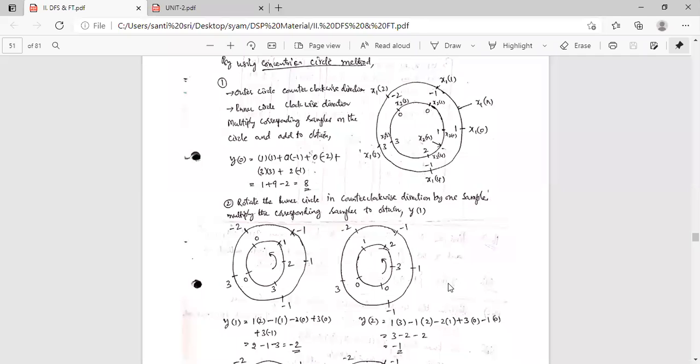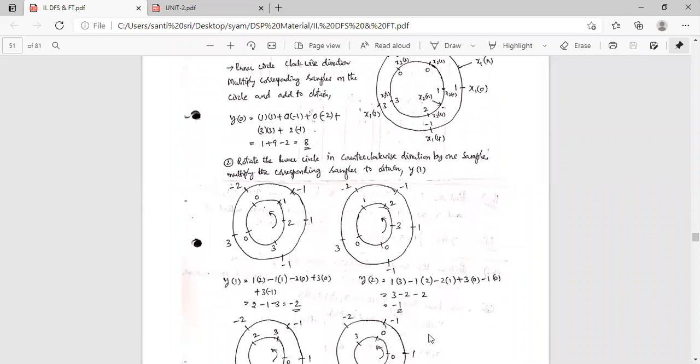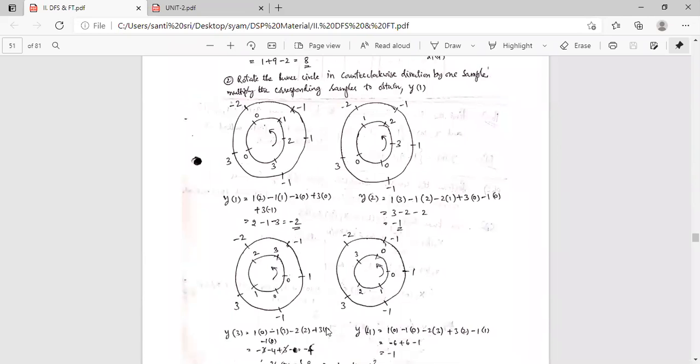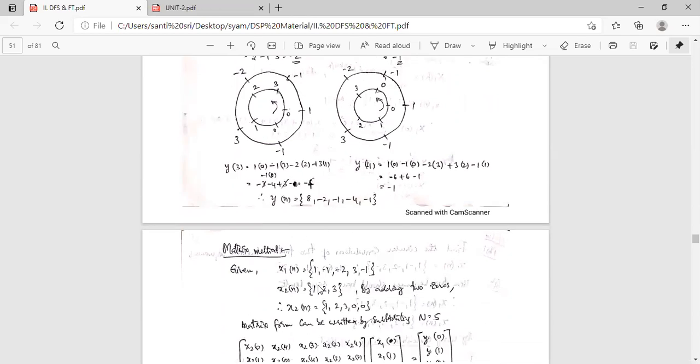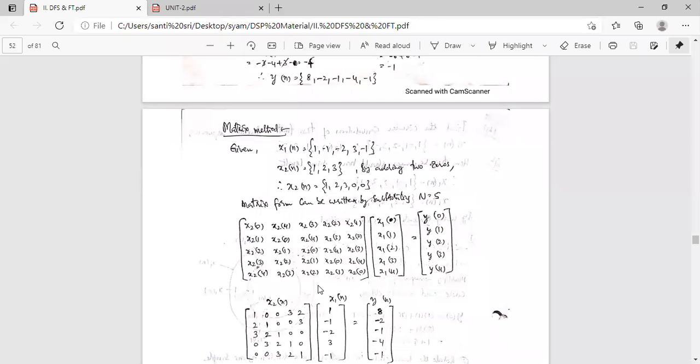In the same manner, how to get y of 2? Rotate the inner circle in counterclockwise direction by one more sample, so that we get y of 2, and then y of 3, and then y of 4. Like this, we get y of n as y of 0, y of 1, y of 2, y of 3, y of 4: 8, minus 2, minus 1, minus 4, and minus 1. This is one method of doing the circular convolution. Next method is the matrix method.